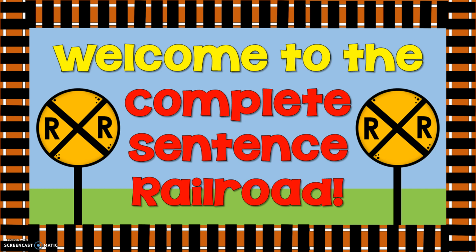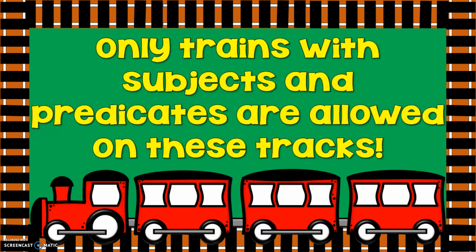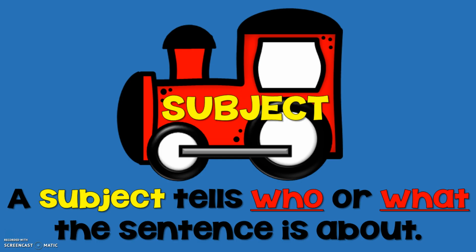So, welcome to the complete sentence railroad, and only trains with subjects and predicates are allowed on these tracks. You see the cute little train at the bottom. All right, a subject. I know you've learned this in first, second, third grade. The subject is generally always a noun, and it tells who or what the sentence is about. So, for example, the dog, cat, mom, dad, Miss Lucas, Thomas, any person, place, thing, animal would be a subject.